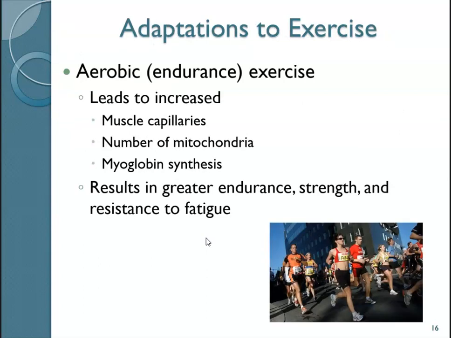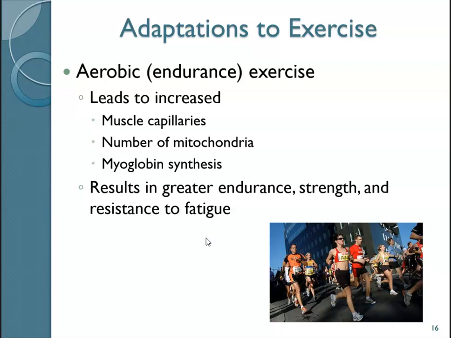So talking about training, we have two distinct types of training: aerobic and resistance training. Aerobic is all about endurance, right? So marathon runners will perform aerobic endurance training, okay? Their muscles will increase blood capillaries, mitochondria will increase, myoglobin will increase. Myoglobin is the oxygen storage within muscle cells, right? So if you think about white meat, dark meat, here it's where we have dark meat, right?